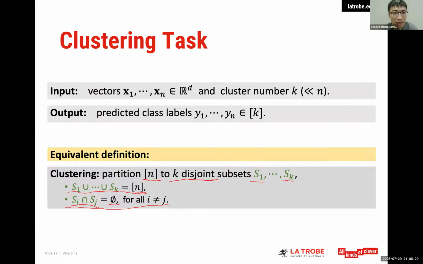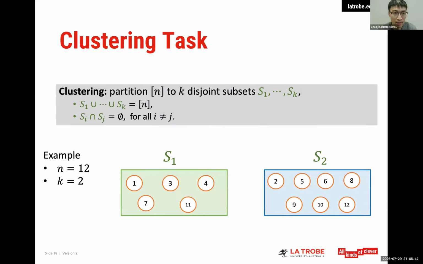So at the end of the clustering task, each data point in the data set would belong to one of the subsets, and it can only belong to one of the subsets. So let's look at this example. For this data set of 12 numbers, we are expecting to cluster these numbers into two clusters or two subsets. So here is just a sample clustering result.